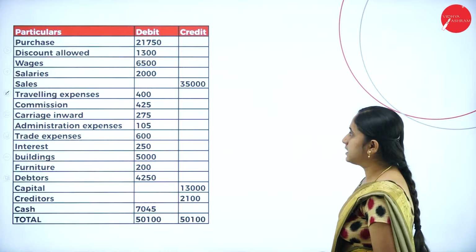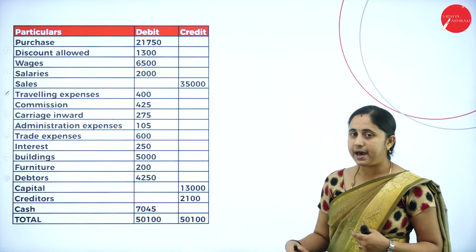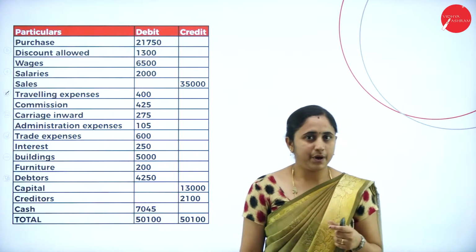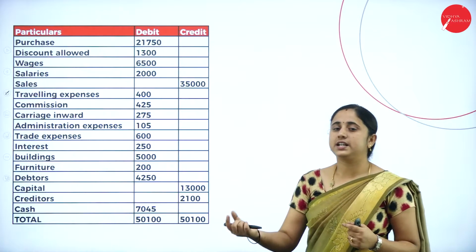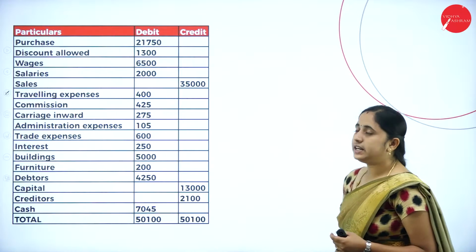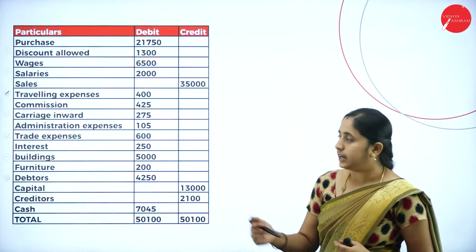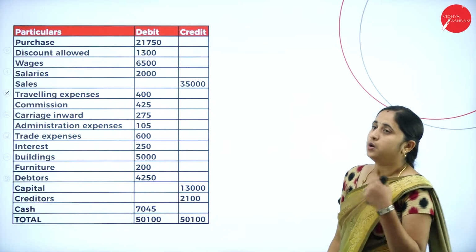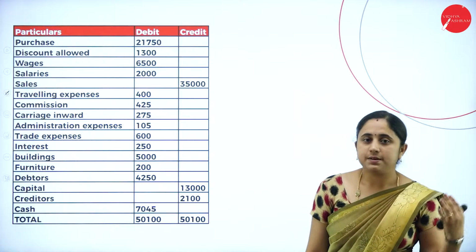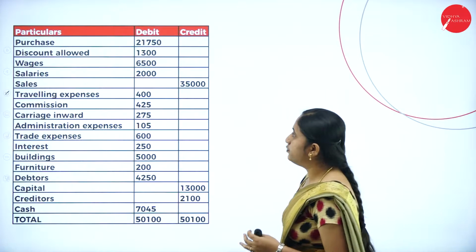In the last class, we learned the format of trading account, profit and loss account and balance sheet. In trading account, we will consider all the direct incomes and direct expenses. That means the trading activity, buying and selling activity. First, you need to identify what items come under the trading account, what items come under the profit and loss account, and the balance sheet. First, you need to classify the items.